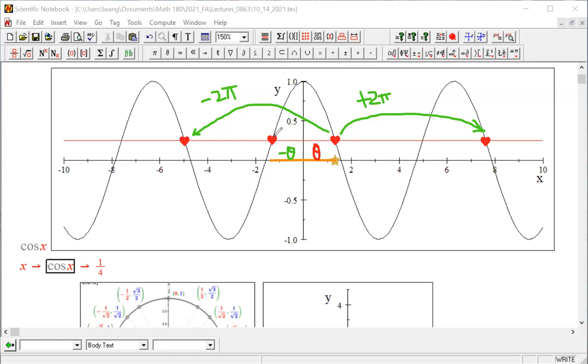And this point, okay, this point, if you add 2 pi, what do you get to? You get there. You follow me? You get there. If you subtract 2 pi, you get there. So all the points are covered. All the points are found. These are the inputs we found. You follow me?